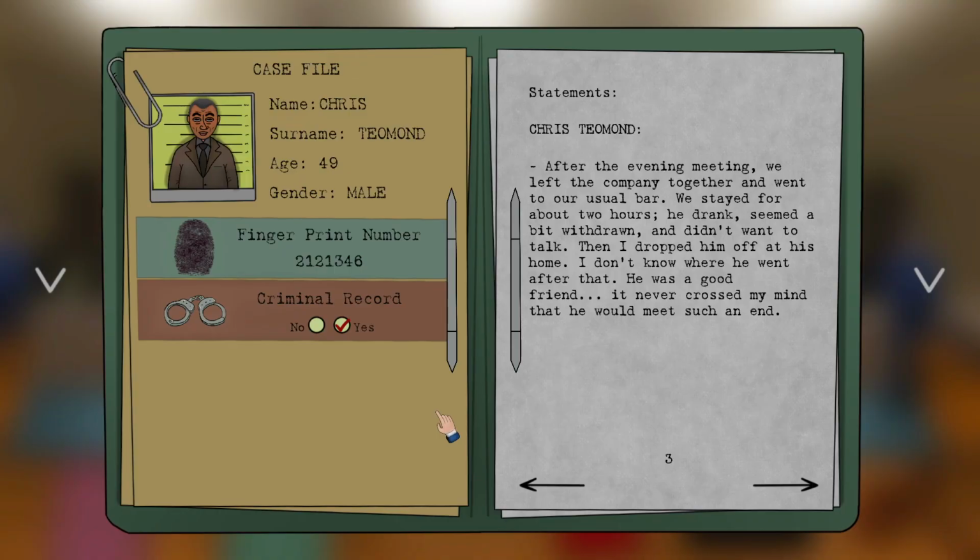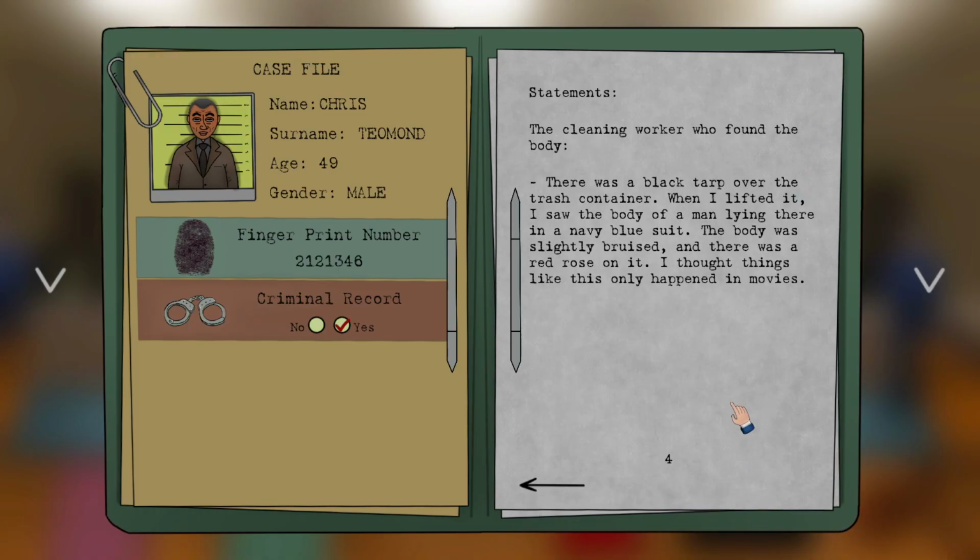Alright, this is Chris's statement. After the evening meeting, we left the company together and went to our usual bar. We stayed there for about 2 hours. He's drunk, seemed a bit withdrawn, and didn't want to talk. Then I dropped him off at his home. I didn't know where he went after that. He was a good friend. It never crossed my mind that he would meet such an end.